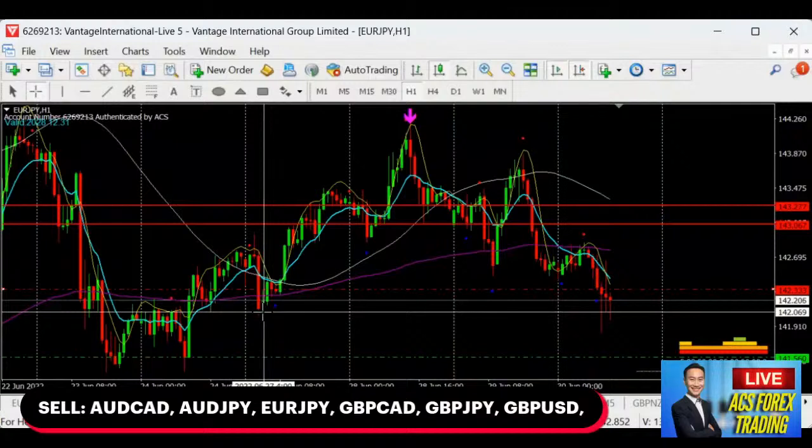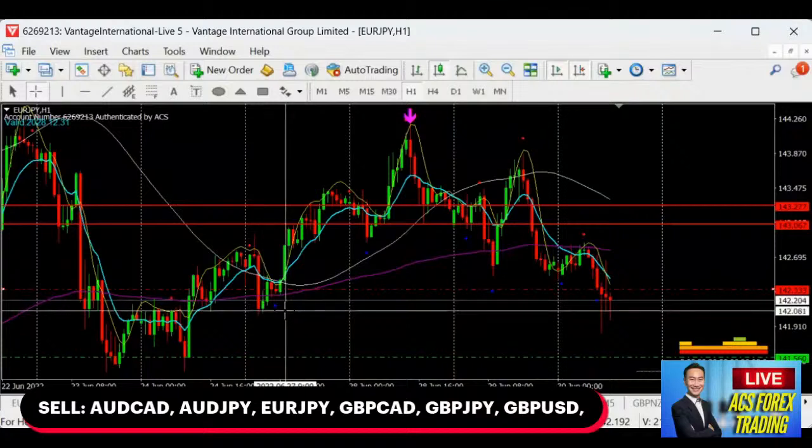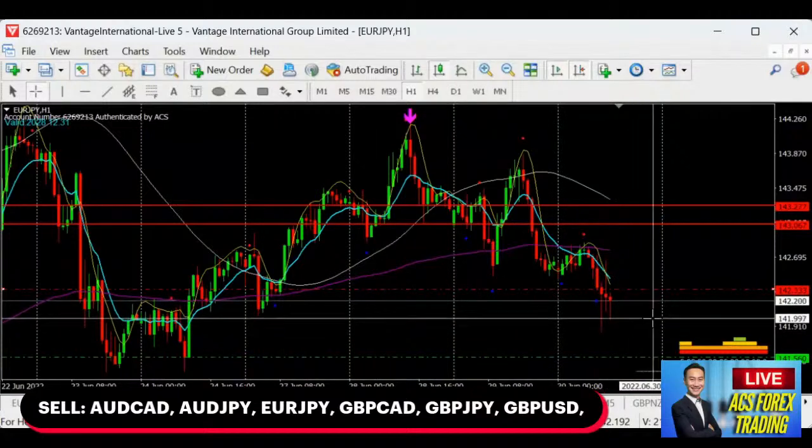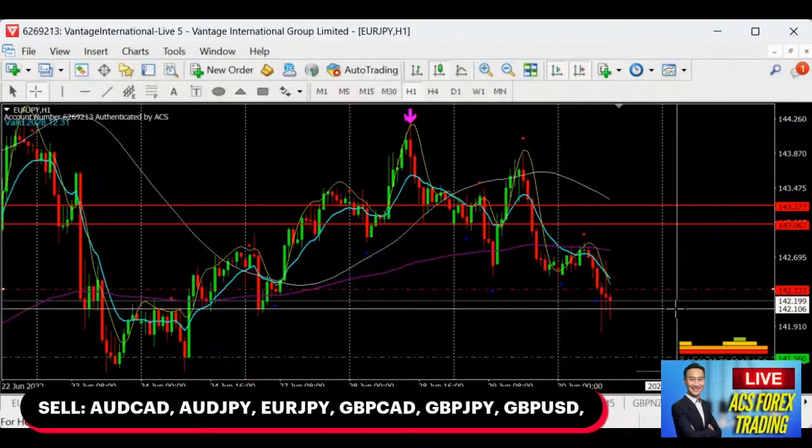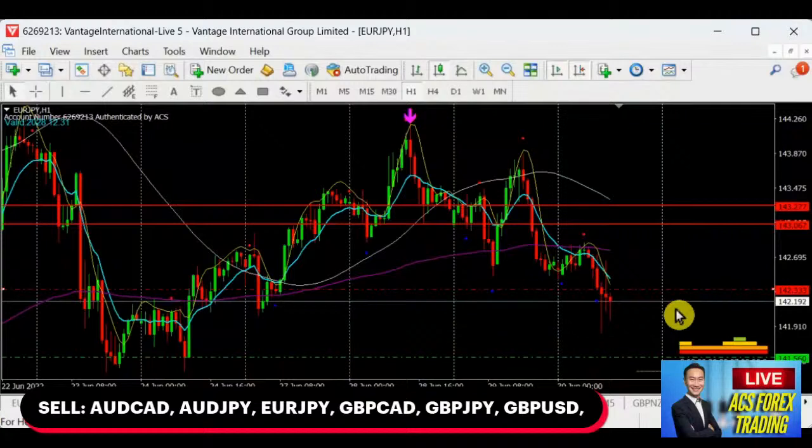27th of June. From here, as you can see, they have been testing on this support for the past 3 hours, right? It is still looking strong, the support. But looking at the movement right now, sellers are still very enthusiastic for selling.